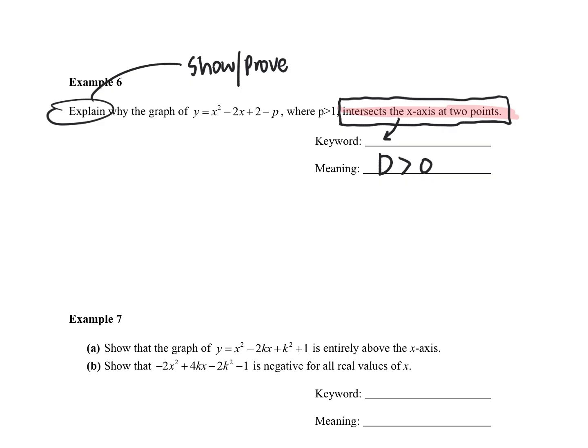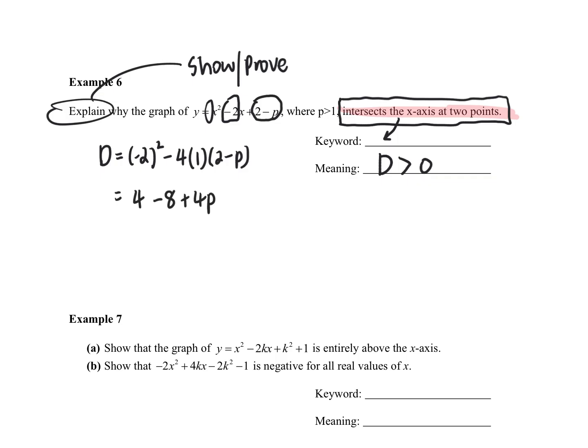Okay, so what I need to do is, first of all, write discriminant. We know discriminant is b squared minus 4ac. So my b is negative 2. My a is just 1 over here. And then my c is this whole chunk that doesn't have any x attached to it. So c is 2 minus p. So when you go and calculate and simplify, you will end up having this as the expression.